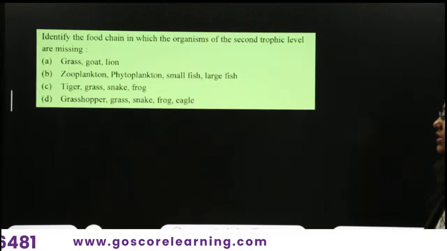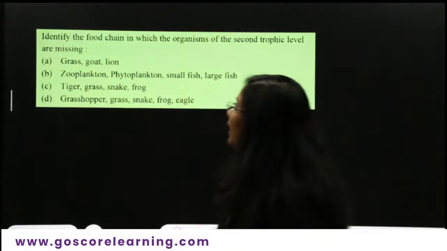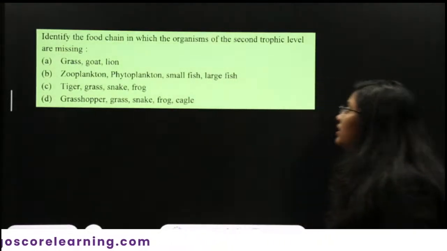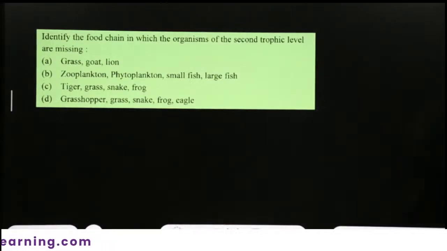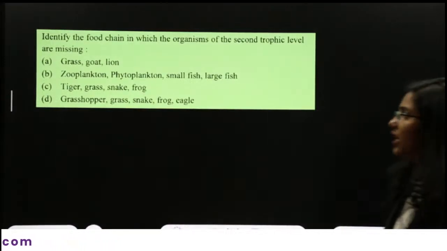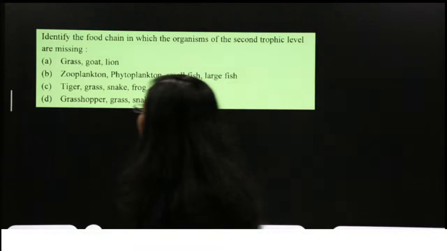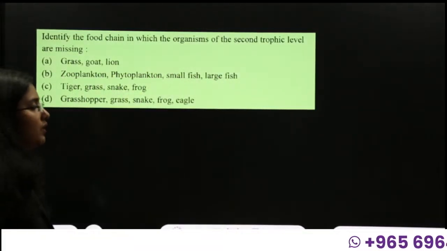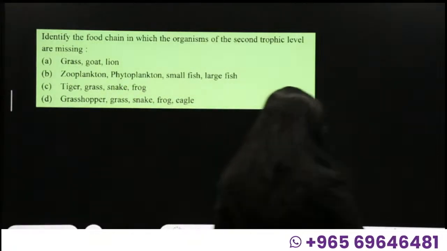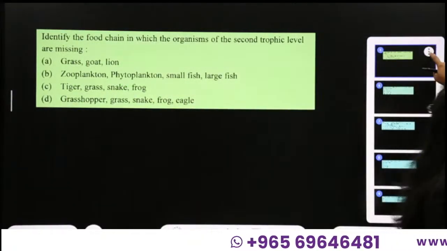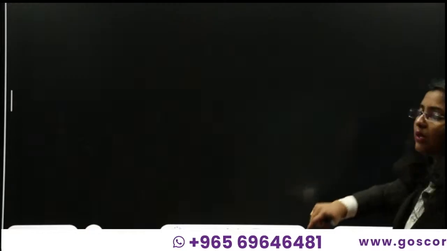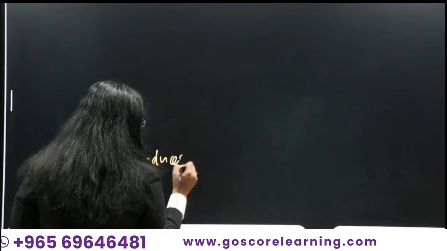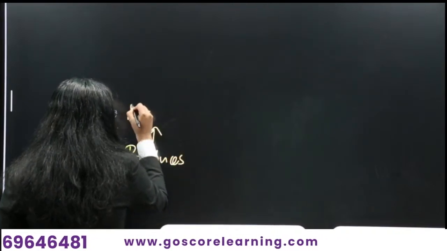So next question, it is asking: identify the food chain in which the organisms of the second trophic level are missing. So you know about the different trophic levels, right? What are the different trophic levels? The different layers: producers, then next we have primary consumers.